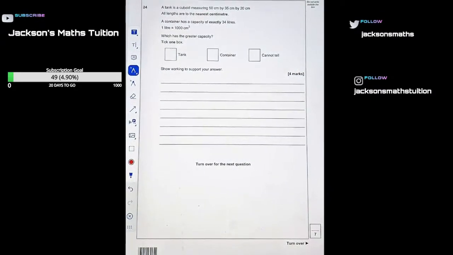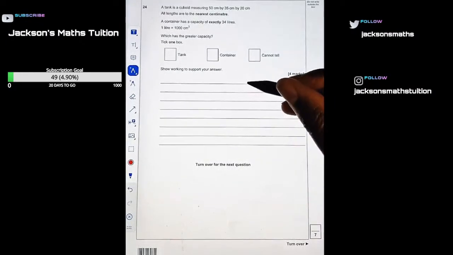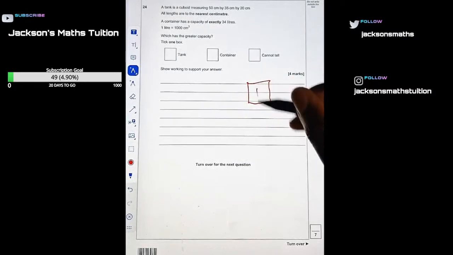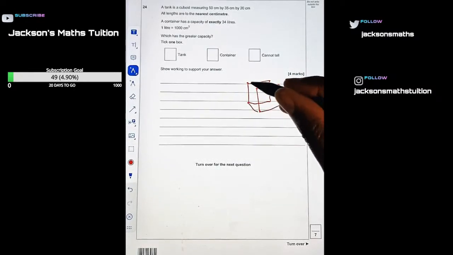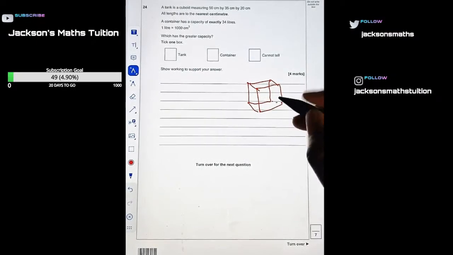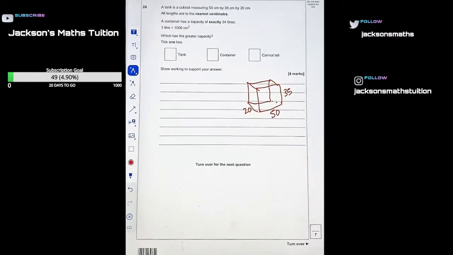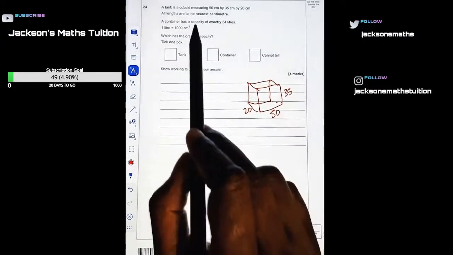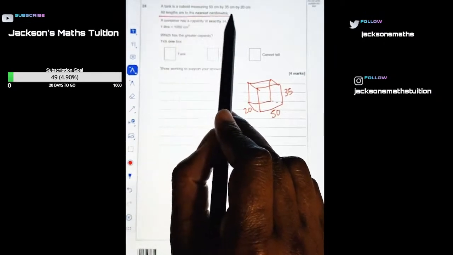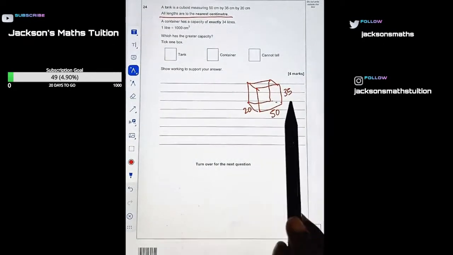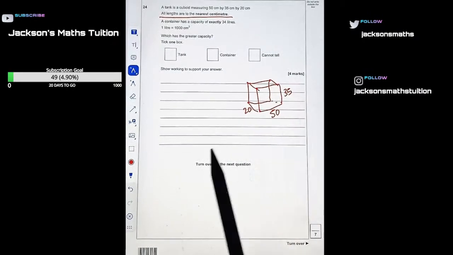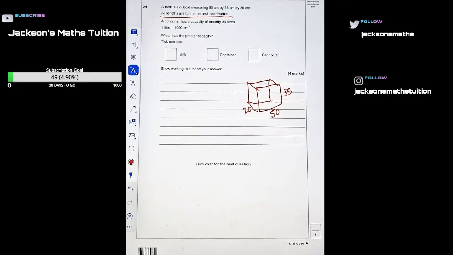Question 24. A tank is a cuboid measuring 50 centimeters by 35 by 20. So we have a cuboid here, and we have dimensions 50, 35, 20. Okay? And these were rounded to the nearest centimeter. So there is a bit of an error interval involved. These were rounded to the nearest centimeter, so they could be any number before. It could be a decimal number, anything before.